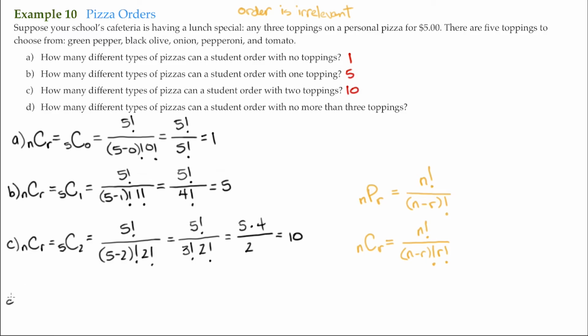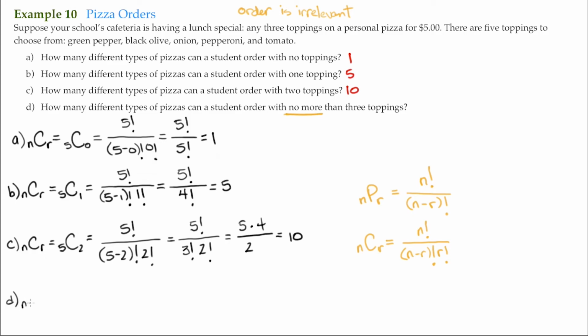And for letter D, it says, how many different types of pizzas can a student order with no more than 3 toppings? Here we have no more than 3 toppings. Well, what does no more than 3 mean? Well, I guess that means 3 or less. 3 toppings, 2 toppings, 1 topping, or no toppings. So we already figured out what it is for 2 toppings right here. Here it is for 1. Here it is for none. So let's just find out what it is for 3 toppings.